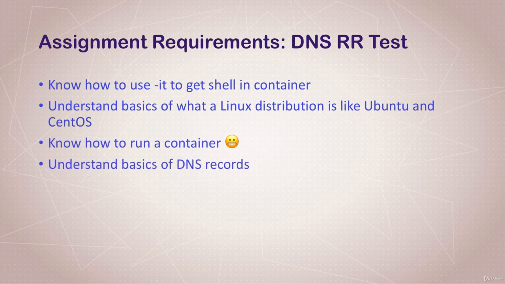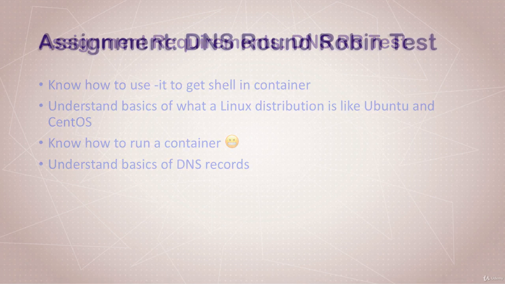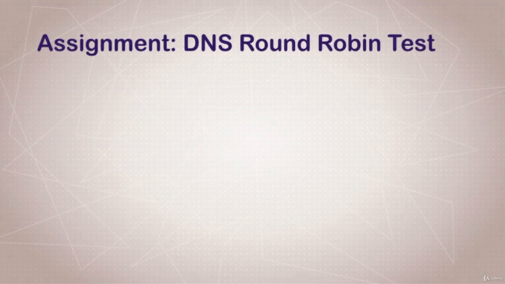And then the basics of how DNS records might work, like what an alias record is or how to create one. That would be handy because you're going to be doing some testing around DNS. For your next assignment, we're going to do some DNS round robin testing. And if you're not familiar with DNS round robin, it's the concept that you can have two different hosts with DNS aliases that respond to the same DNS name.